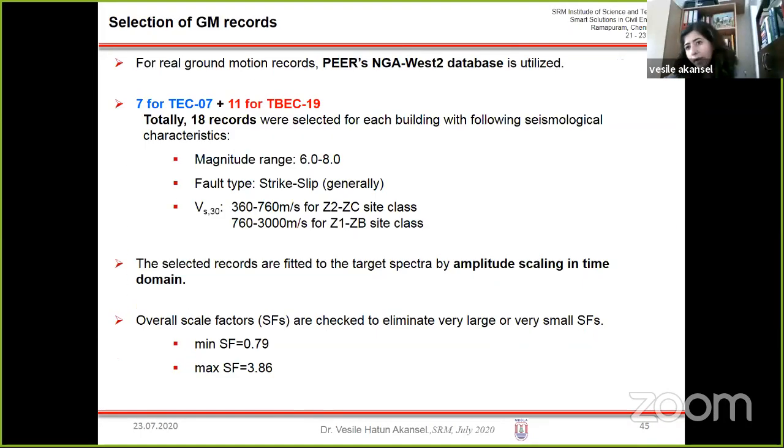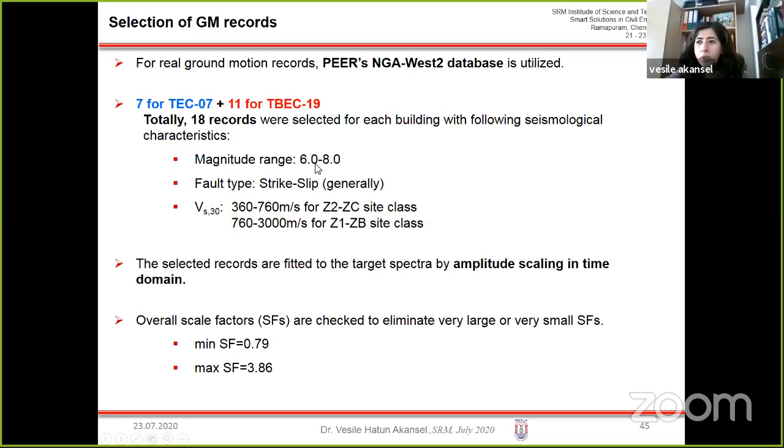Then we choose ground motions from the PEER database to be able to assess the damage or the performance, let's say. For the previous earthquake code, we need to select 7, and for the new one, we have to select 11 ground motion records for each site. So it means that for one structure, we have to perform 36 ground motion or time history analyses to be able to assess the performance.